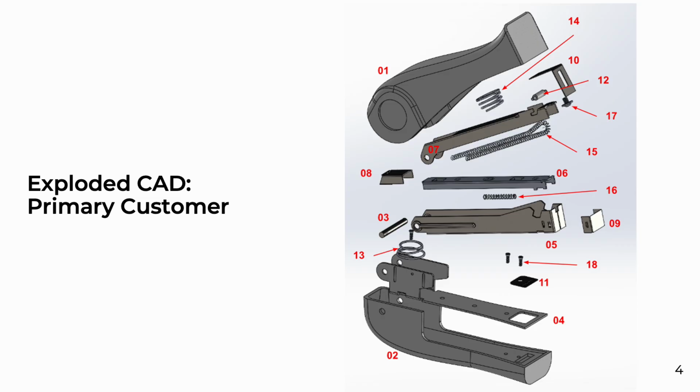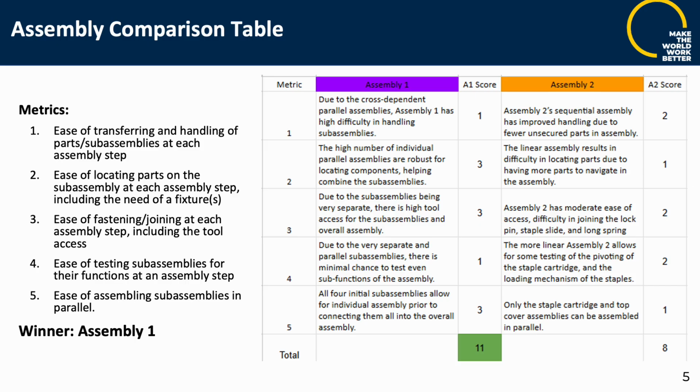Here we have an exploded view of the CAD for our primary customer. We have 18 unique parts, 2 of which are fasteners. When comparing the two assemblies, we can see the advantages of having a large number of parallel assemblies, which allow for a high level of individual part accessibility and an ease of performing multiple assemblies at the same time, resulting in a lower total assembly time and therefore a lower total assembly cost.